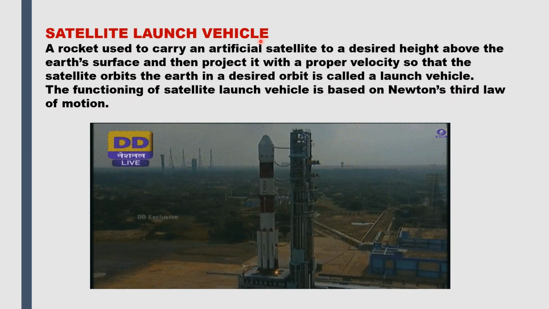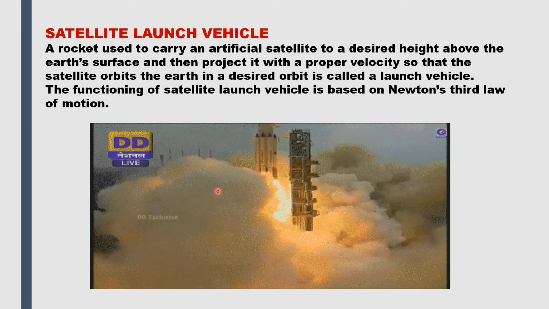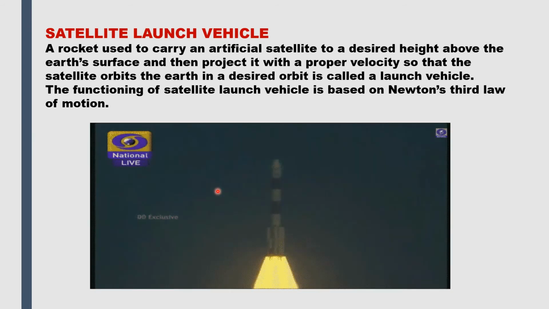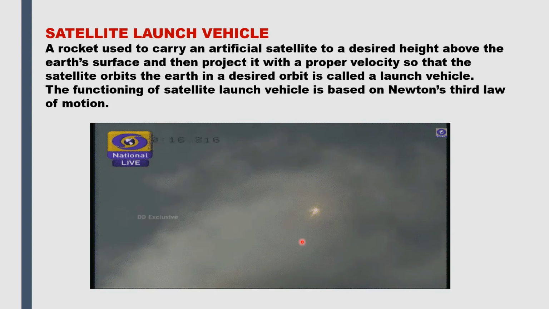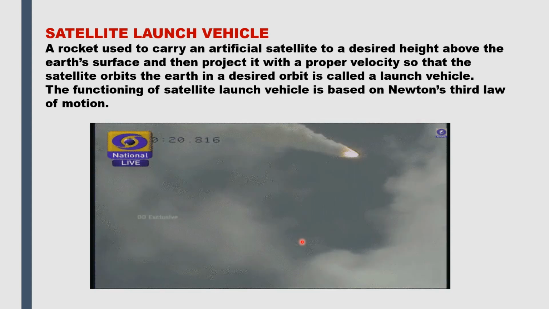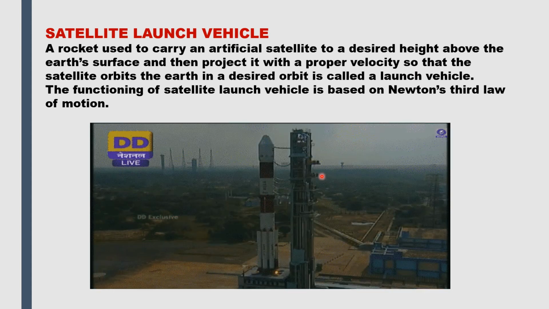Satellite Launch Vehicle. Satellite launchers or satellite launch vehicles are the vehicles that carry the satellites to space and place the satellites in their specific orbits. So, a rocket which is used to carry the artificial satellites to a desired height above the Earth's surface and then projected with a proper velocity called the escape velocity so that the satellite orbits the Earth in a desired orbit is called a launch vehicle.